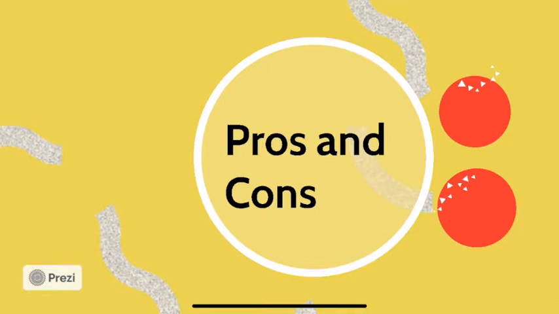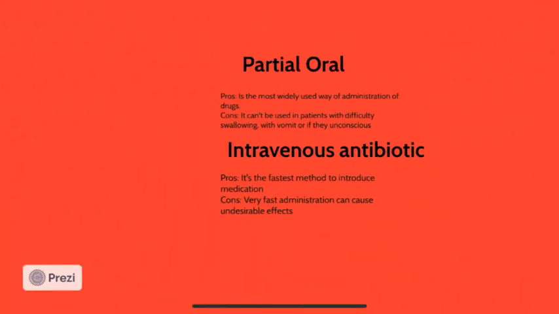The pros and cons. Partial oral. Pros: it is the most widely used way of administration of drugs. Cons: it can be used in patients with difficulty swallowing, with vomiting, or who are unconscious. Intravenous antibiotic. Pros: it is the fastest method to introduce medication. Cons: very fast administration can cause undesirable effects.